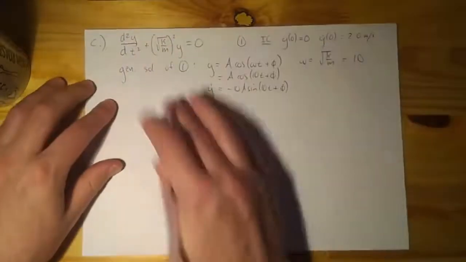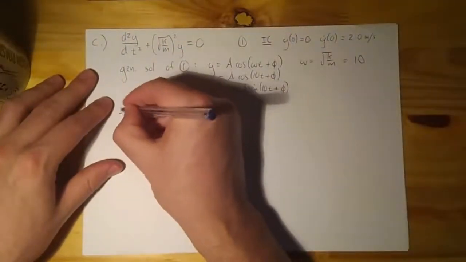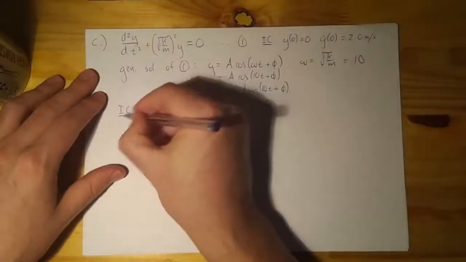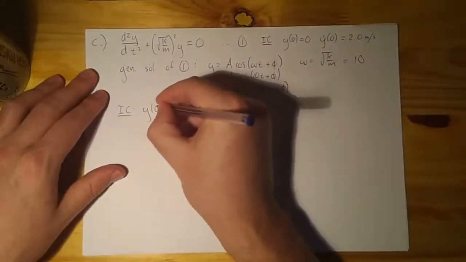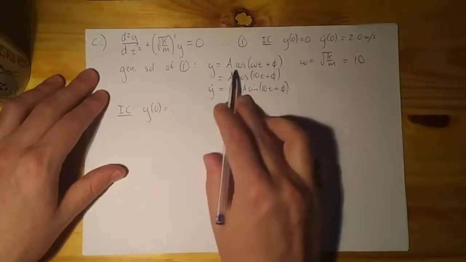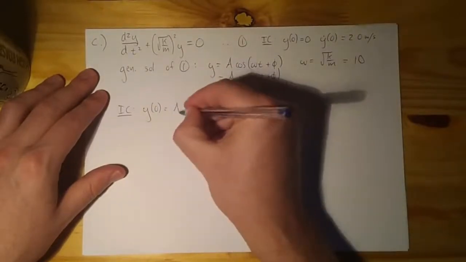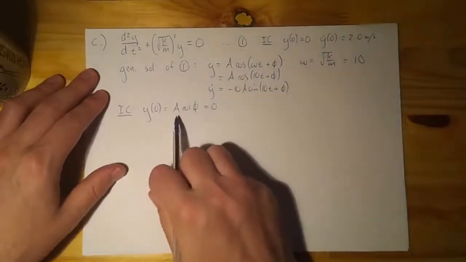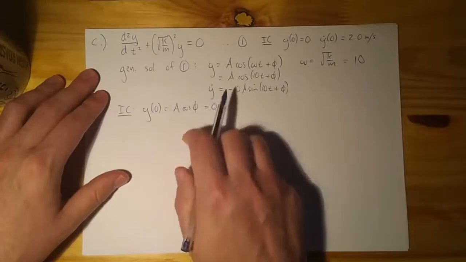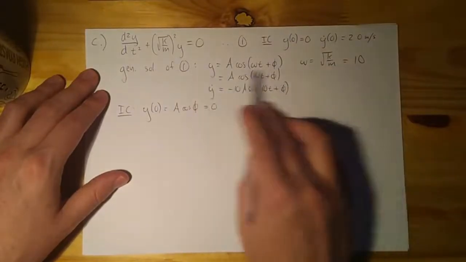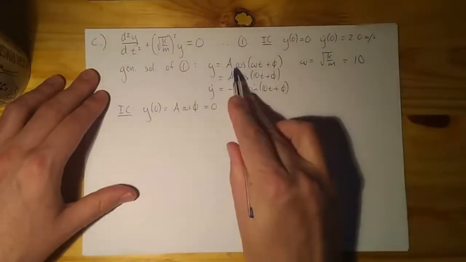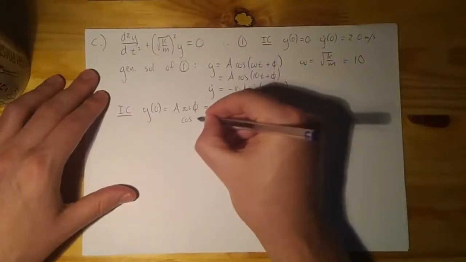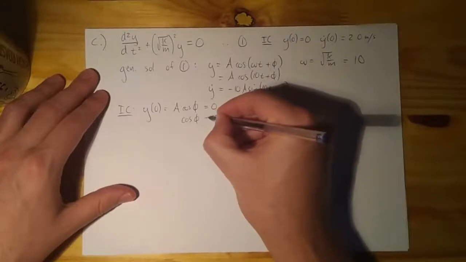Right. Now let's start by substituting the initial conditions and see if we can solve for A and for phi. Okay, so y of 0 is what? It is A cos phi, and this must be equal to 0. And A is non-zero because otherwise y is just a flat line, and I know that there is motion of some sort. So A is non-zero, so I can divide it out. So I get that cosine of phi is equal to 0.